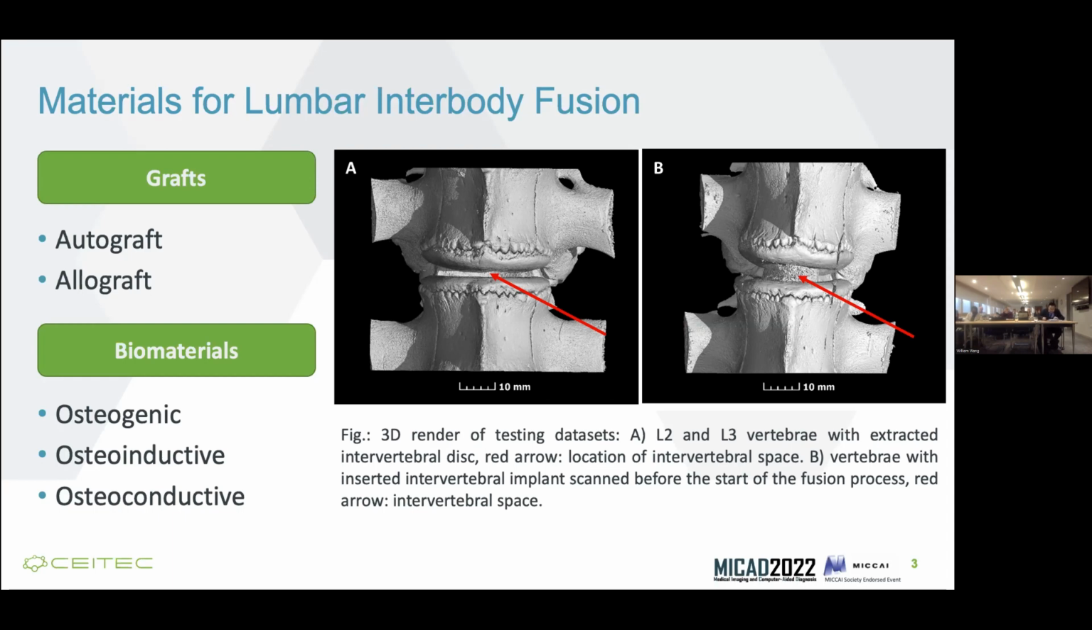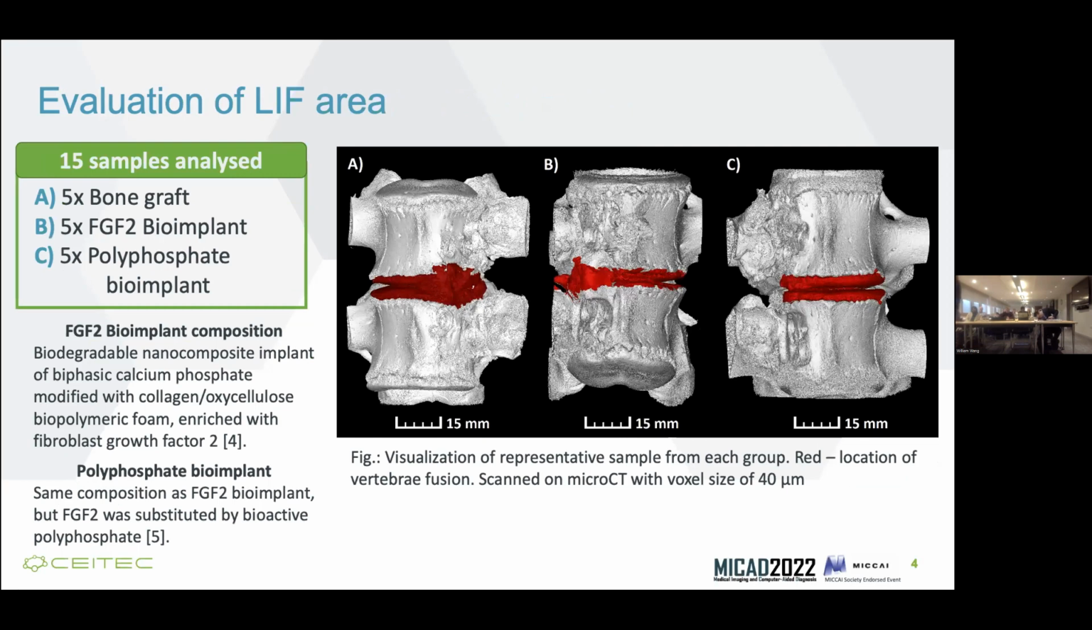And here in these figures, you can see what the 3D model of a vertebra looks like after the removal of the intervertebral disc and after the placement of this kind of biomaterial, before the start of the fusion process. Regarding our data, we obtained 15 samples of porcine vertebrae fused by 3 different materials. And the task was to evaluate which of those 3 materials has the best potential to provide the vertebral fusion.